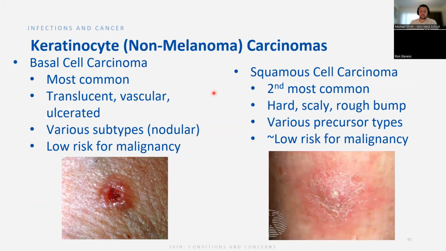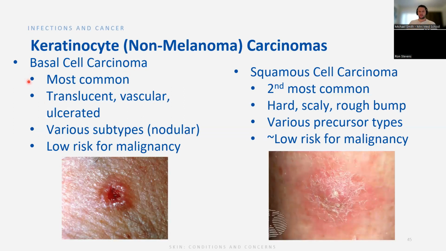So they're related in a way. Both basal cell carcinoma and squamous cell carcinoma are the two most common types of cancers, and they are both keratinocyte or non-melanoma carcinomas. So the keratinocytes we looked at earlier and answered that question about, these are going to be the ones derived from those cells.